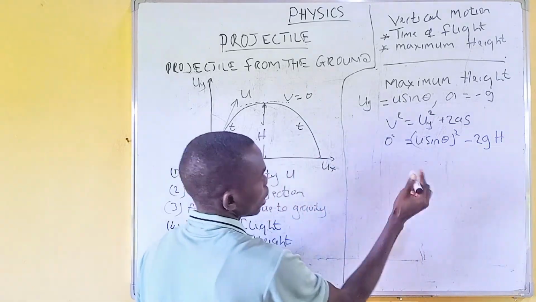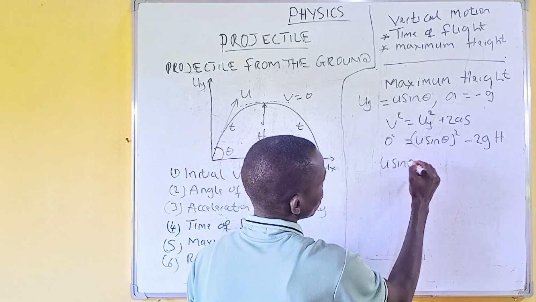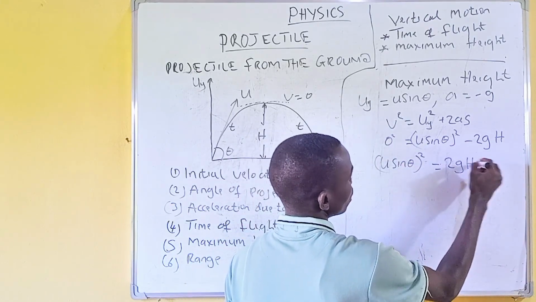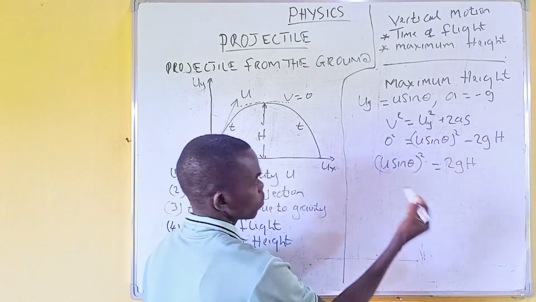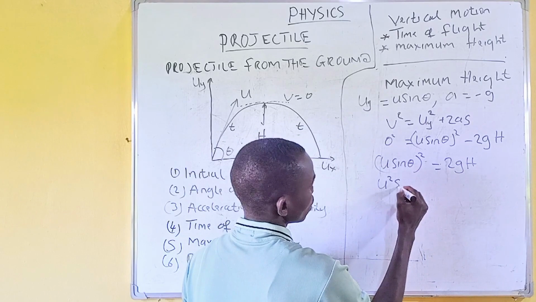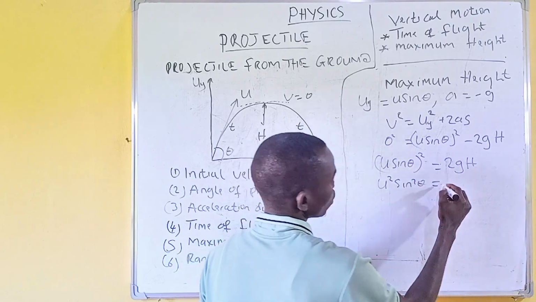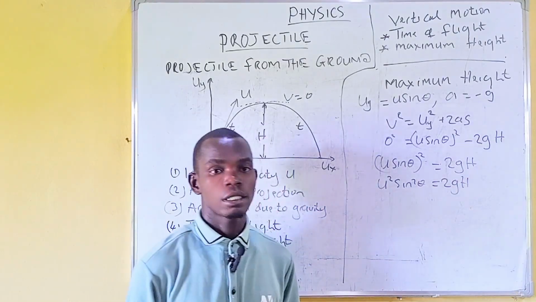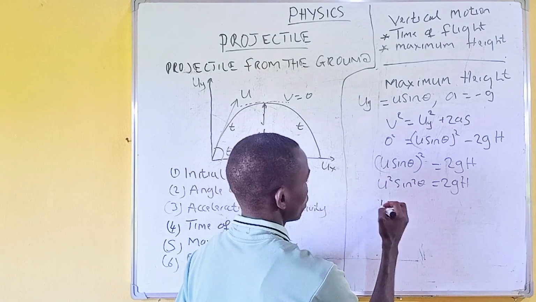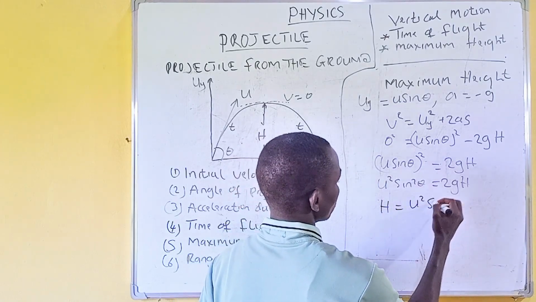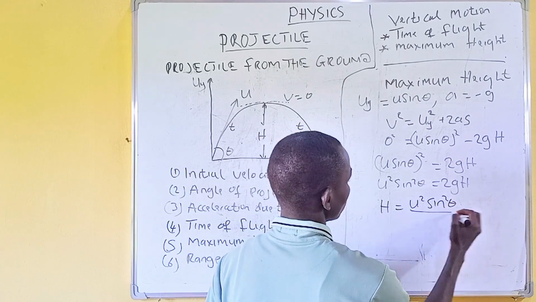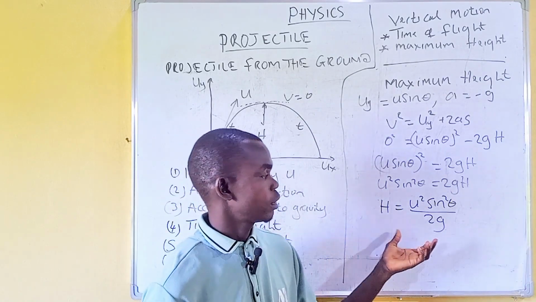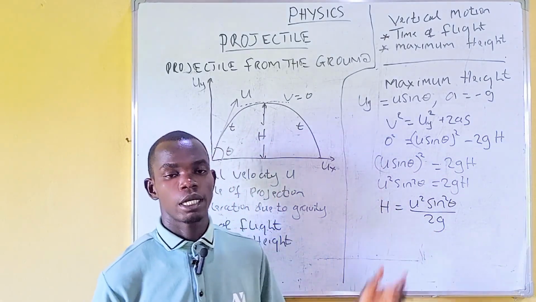So if we move this to this side, we have u sine theta all squared is equal to 2gh. If we open this bracket, this will now be u squared sine squared theta is equal to 2gh. If we make h, which is the maximum height, the subject of the formula, h is equal to u squared sine squared theta divided by 2g. This is our maximum height. This is the formula for maximum height.